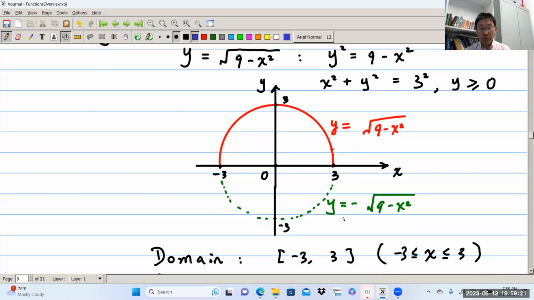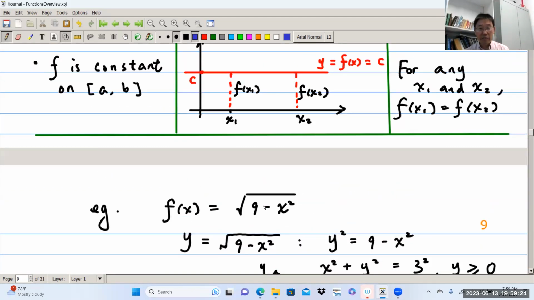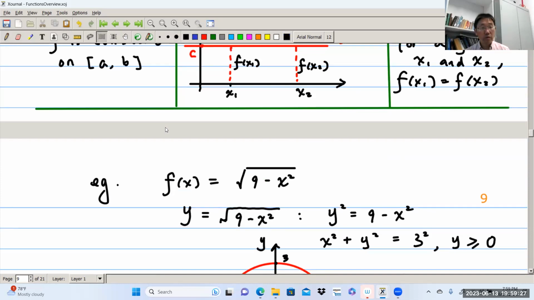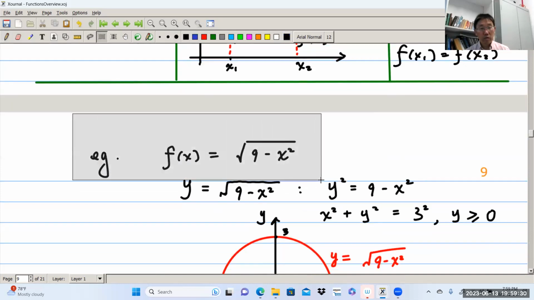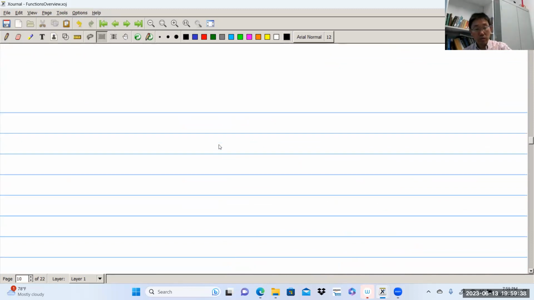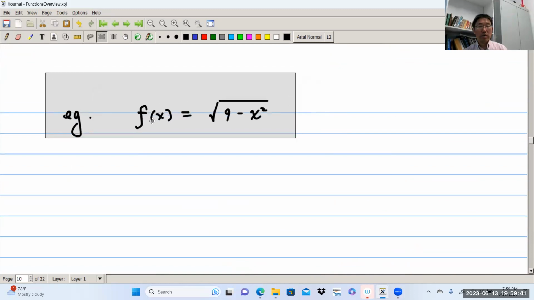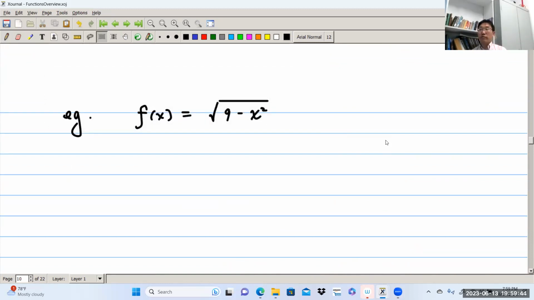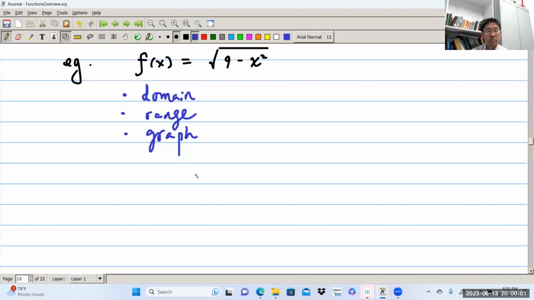So now I want to do a more comprehensive example here. This time I want to do this problem on a separate page. I give you this function: f of x equals the square root of 9 minus x squared. I ask you to find the domain of this function, the range of this function, and the graph of this function. So how to do this problem here?